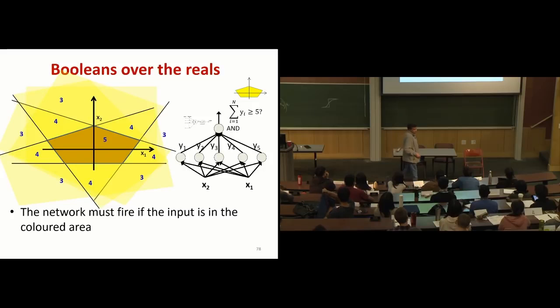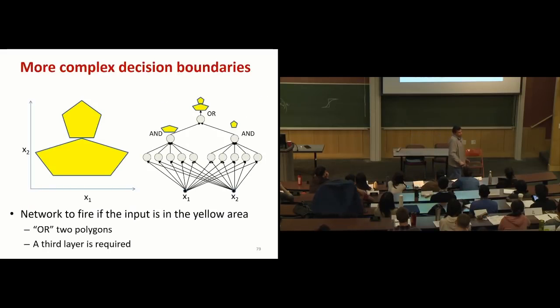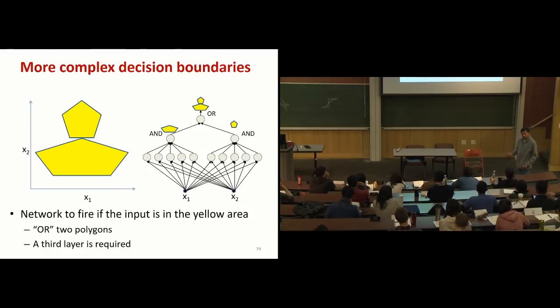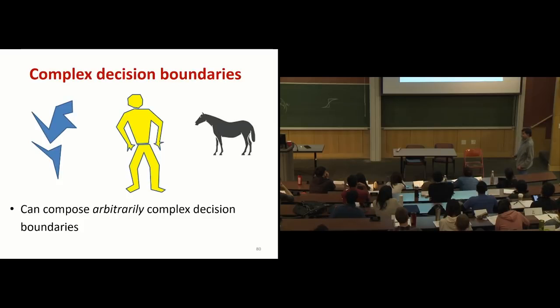So given this, once I can compose a polygon, I can compose more funky outlines, like this guy here, right? I can have one subnet computing the first polygon, a second subnet computing the second polygon. I can OR the two, and now I can get a classifier that's going to produce a 1 if the output is in the yellow region, 0 otherwise. But then I can make it more crazy, right? I can actually have all of these boundaries, arbitrary boundaries. And how would I do this?